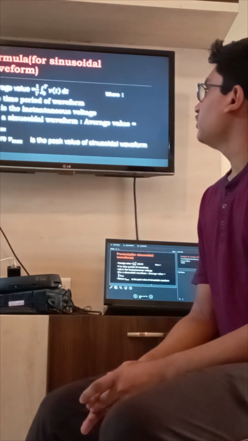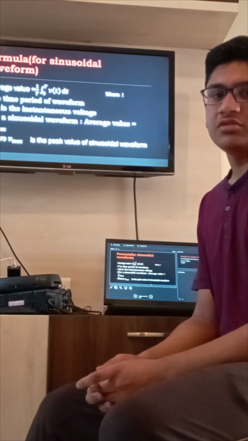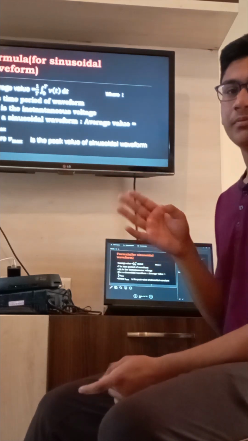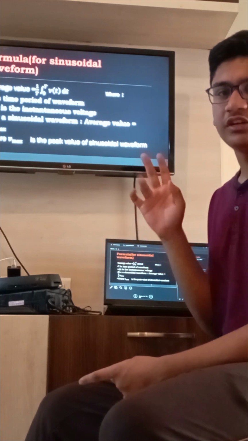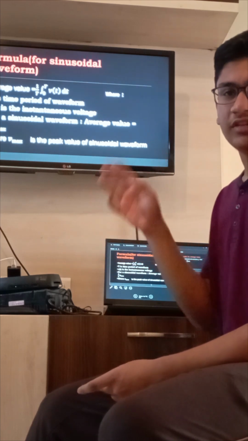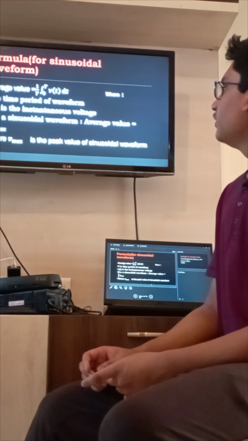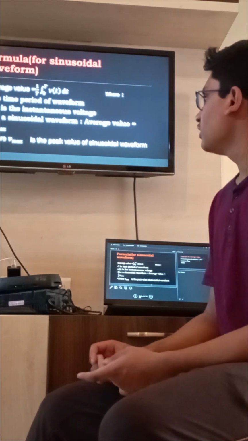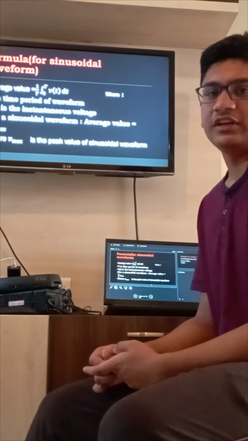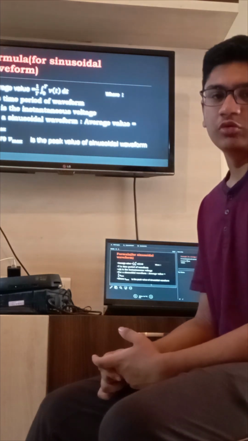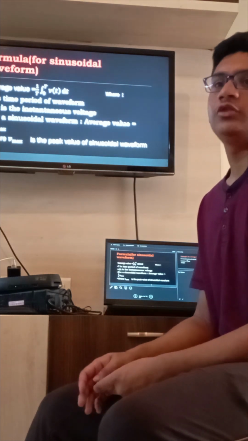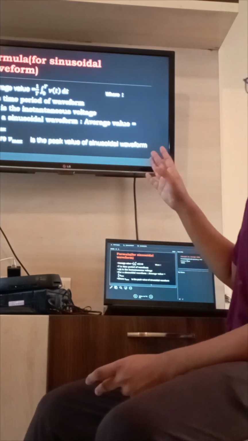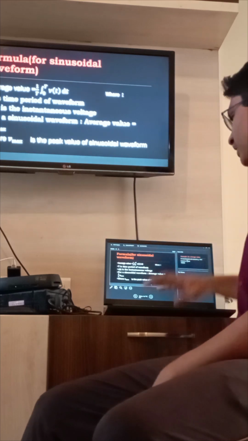This is the formula for the average value. Average value equals 1 by T integral 0 to T v of t dt, where T is the time period and v of t is the instantaneous voltage. For a sinusoidal waveform, we have derived that the average value is equal to 2 by pi into the peak value Vmax. Vmax is called the peak value of the sinusoidal waveform, the maximum value.